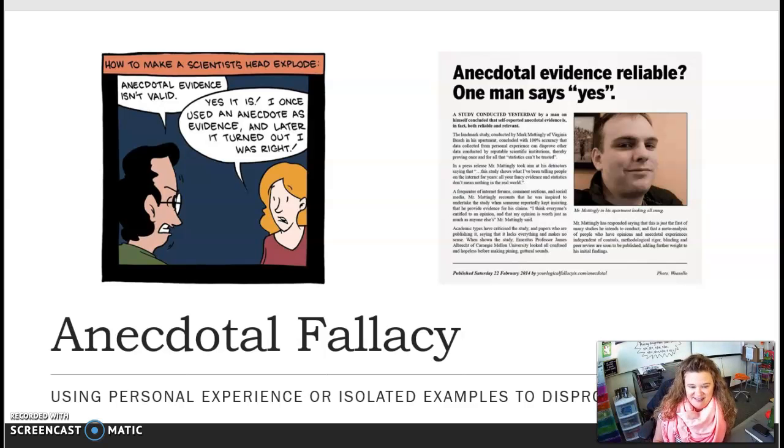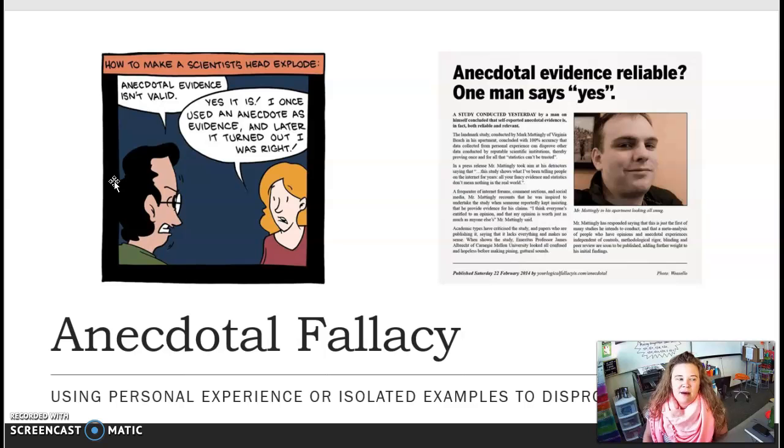The next one is an anecdotal fallacy, using personal experiences or isolated examples to disprove evidence. So here's my first example, how to make a scientist's head explode. "Anecdotal evidence isn't valid." "Yes, it is. I want to use an anecdote as evidence, and later it turned out I was right." She is using anecdotal evidence to prove him wrong, but it has nothing to do with what they're saying. So it's when you use a personal experience to disprove evidence.